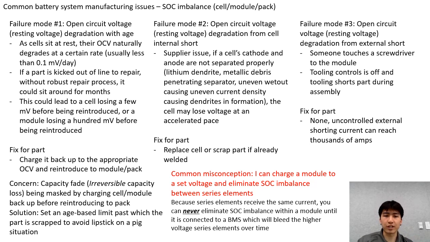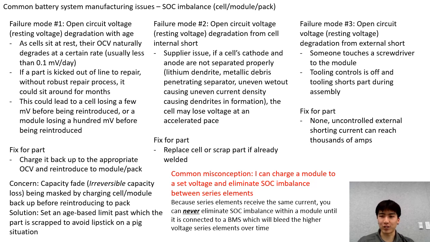So the solution to this is you would set an age-based limit for the part based on its traceability in the plant. So you would set an age-based limit past which the part must be scrapped. And the reason why you would have this is to avoid a lipstick on a pig situation, where it's a very, very old part, but you basically charge it up so it looks like new.